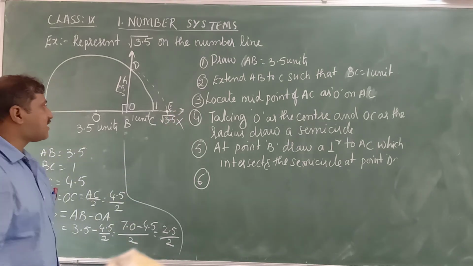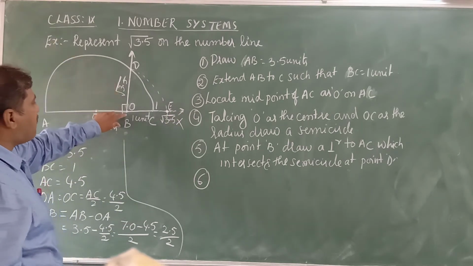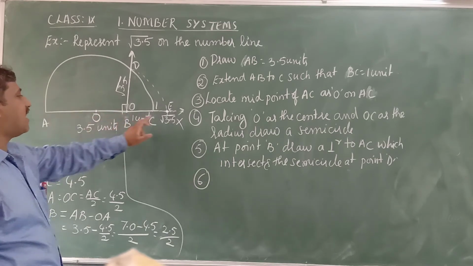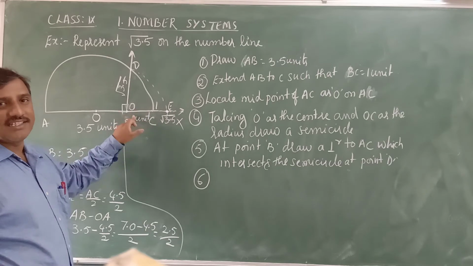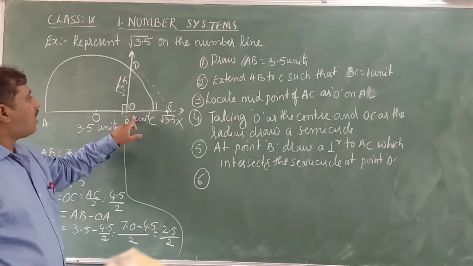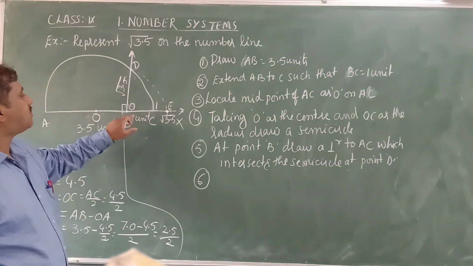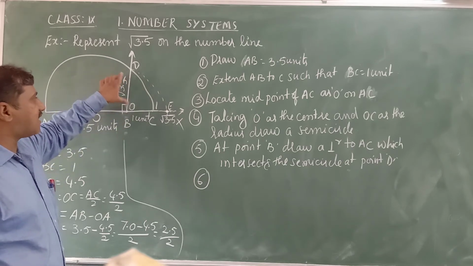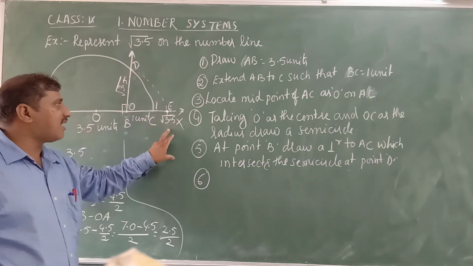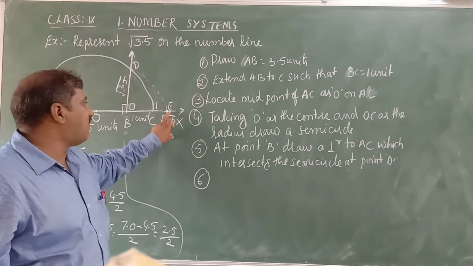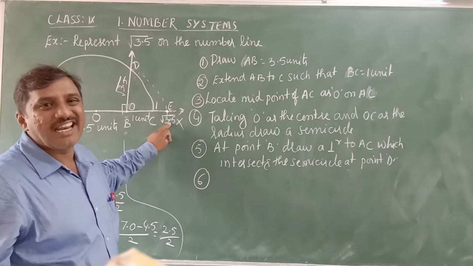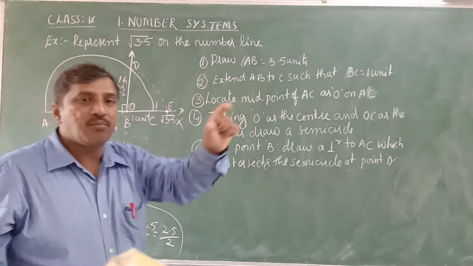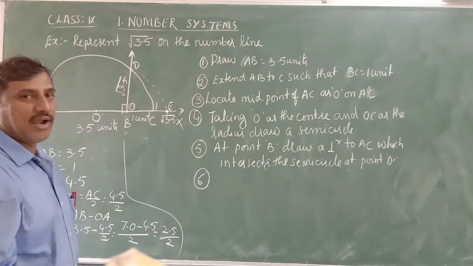So what is the sixth step? Taking B as the 0 on the number line. Consider AC is the number line and B is 0. Now draw an arc from point B, taking BD as the radius, which intersects the number line at point E. Point E will represent root 3.5 on the number line. Where that arc intersects, that point will represent root 3.5.